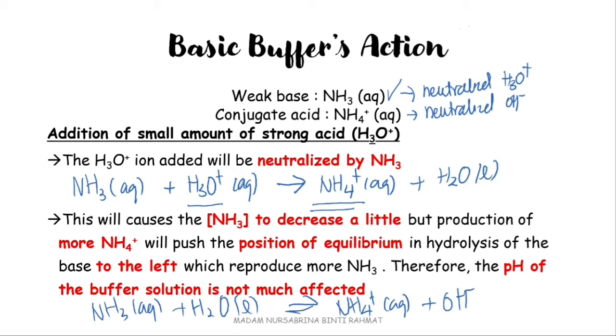However, even though it's like that, the NH4+ is quite a strong conjugate acid, so it will push the chemical equilibrium for this hydrolysis equation of ammonia in water from right to left. So increasing the concentration of NH4+ will push the position of equilibrium from right to left. Therefore, we are reproducing our used up ammonia. As a result, at the end, there will be no changes or small changes of concentration of ammonia in the system. Therefore, the pH of the buffer does not change very much.